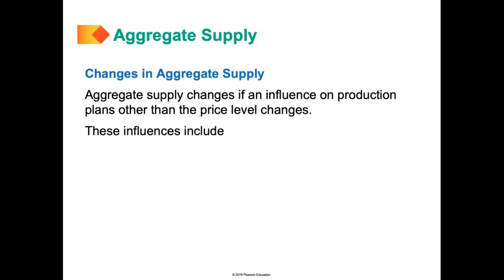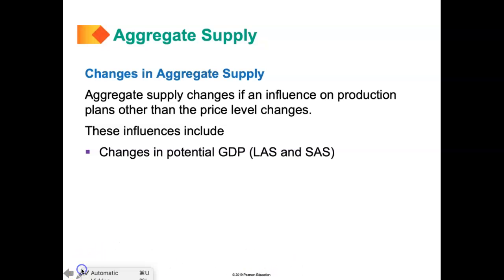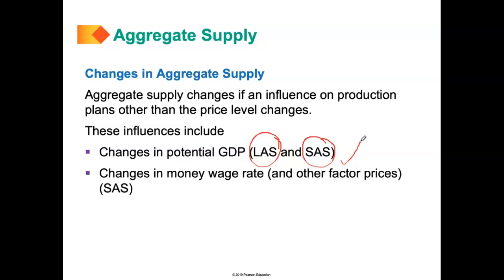Now, the first one is what we call changes in potential GDP. Changes in potential GDP will cause both the long run aggregate supply curve and the short run aggregate supply curve to change. This is something you need to know. And then also changes in the money wage rate, and we'll explain these later. When we say the money wage rate, we're talking about basically changes in wages. So this is essentially changes in wages.